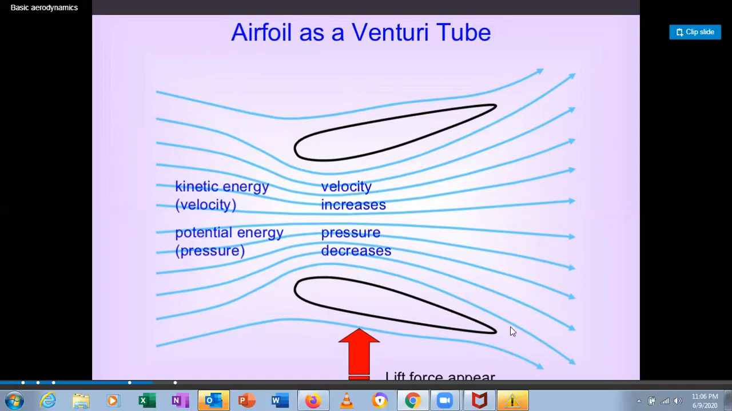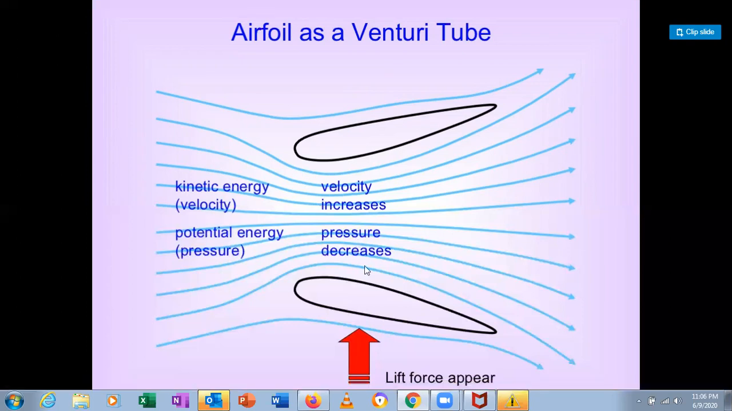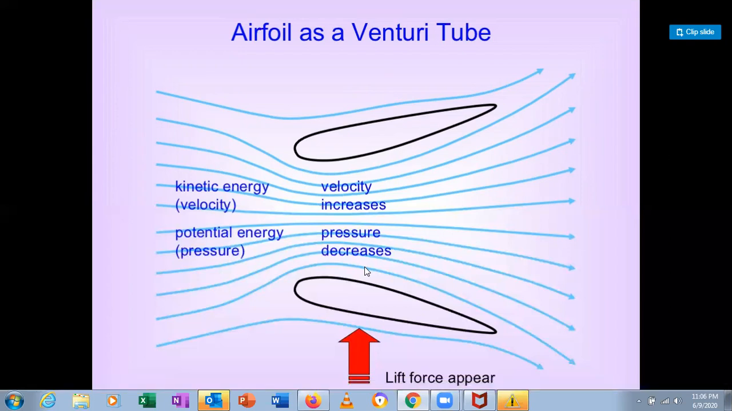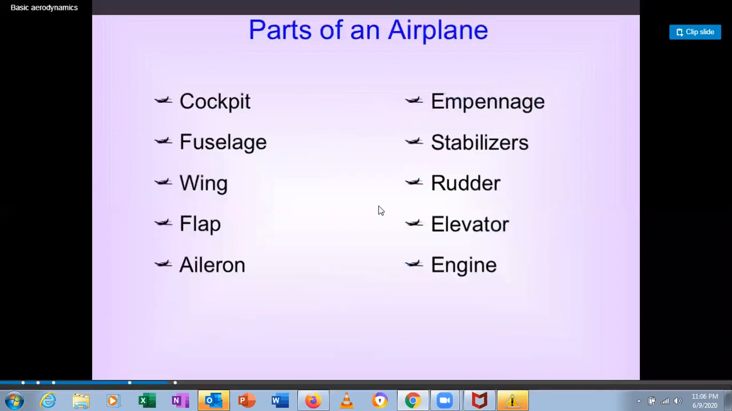What is happening here? So we can look into here. What is happening at the lower surface, we have a pressure which will be higher compared with the upper surface. There is a pressure difference between the upper and lower surface. It gives the lift, a lift force appears when there is the pressure difference between the upper and the lower surface.